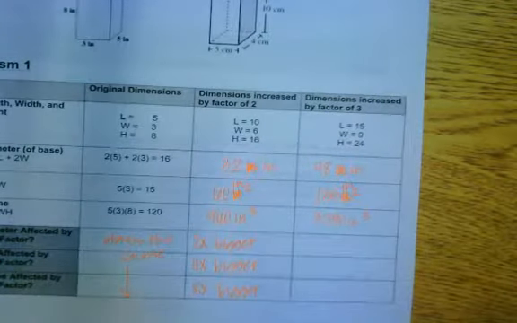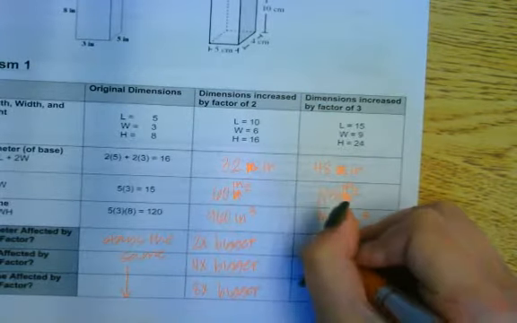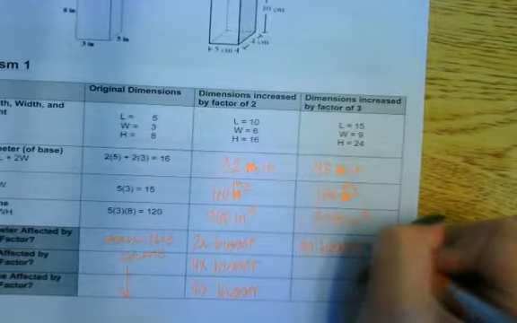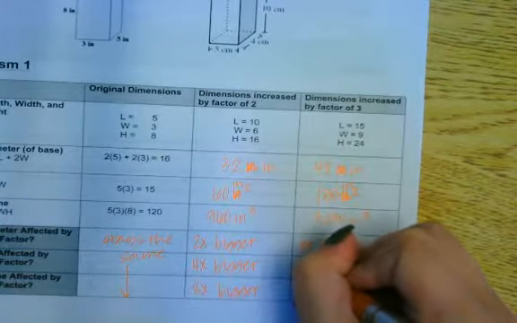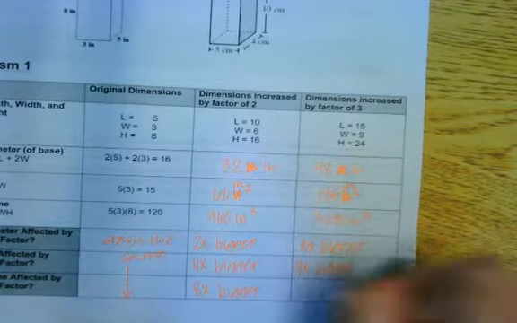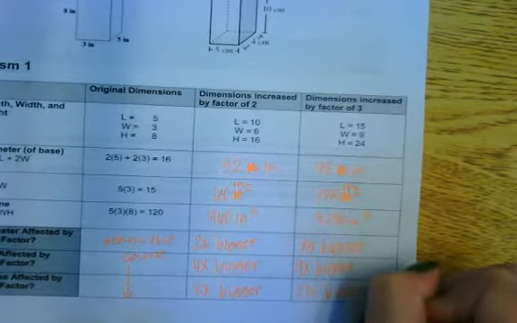Okay, what about by a scale factor of 3? How many times bigger for the perimeter? 3 times. How many times bigger for the area? 9 times. And the volume? 27. Awesome.